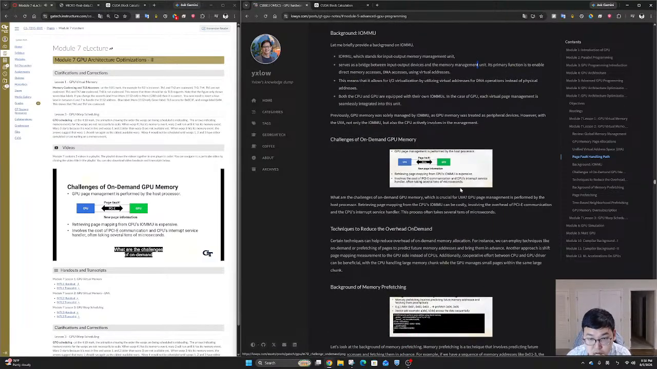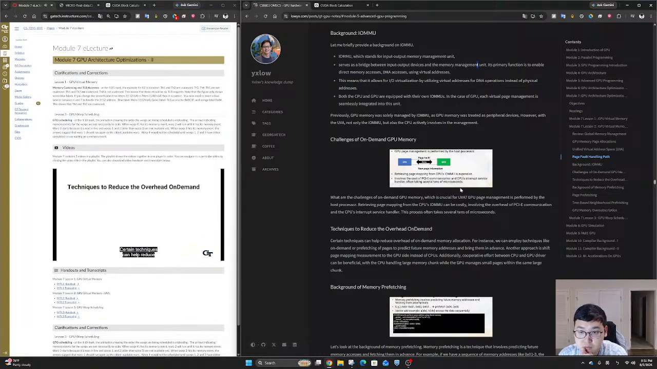What are the challenges of on-demand GPU memory, which is crucial for UVA? GPU page management is performed by the host processor. Retrieving page mapping from the CPU's IO-MMU can be costly, involving the overhead of PCIe communication and the CPU's interrupt service handler. This process often takes several tens of microseconds.